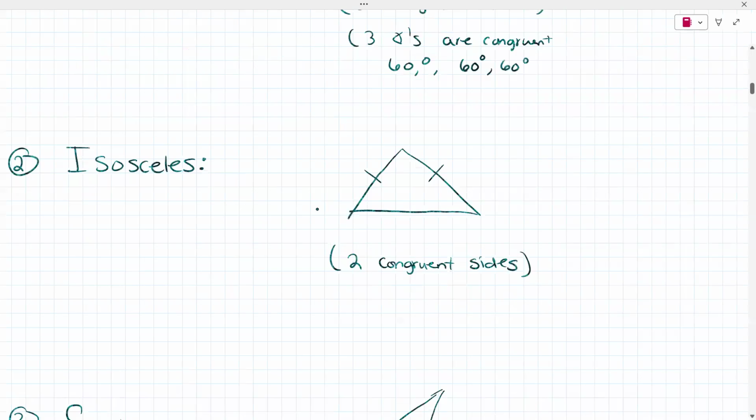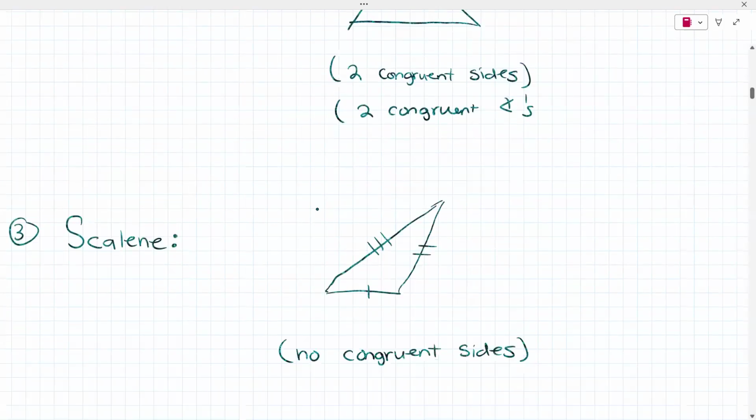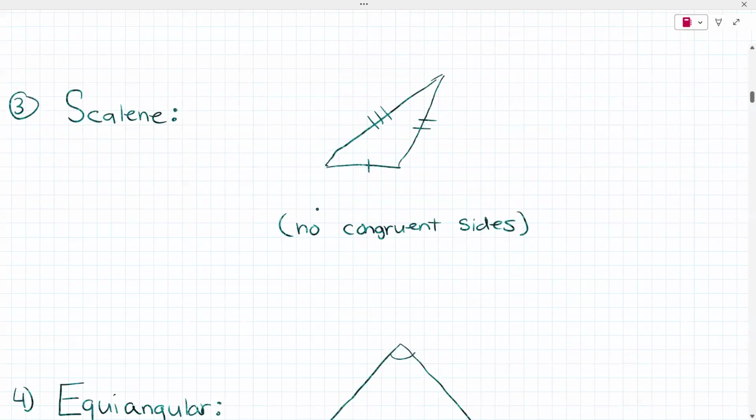Okay, then you have what's called an isosceles triangle. When you have two sides that are the same, that means their two angles are congruent. So you also have two congruent angles. So that's an isosceles triangle. In a scalene, you have no congruent sides and you also have no congruent angles. They're all different. Nothing's the same. That's it.